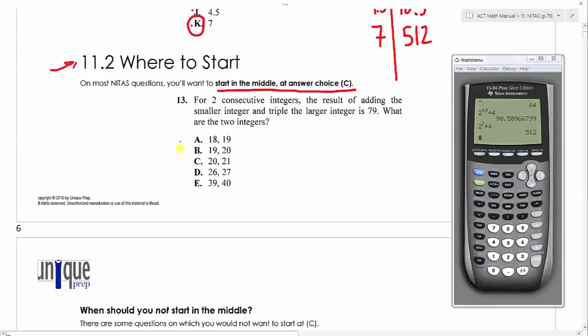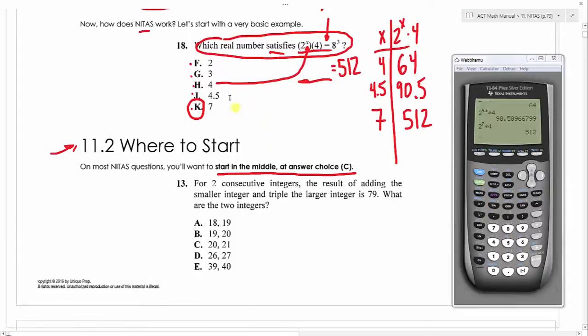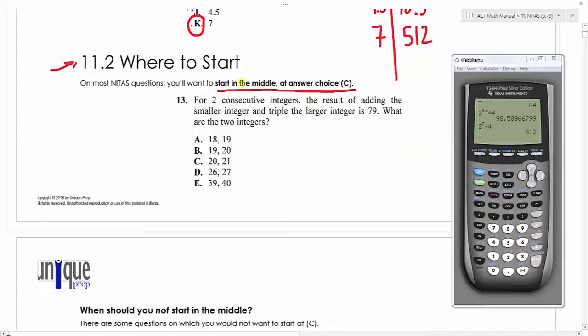The reason that you want to start in the middle is that the answer choices on Nidus questions will almost always go in ascending or descending order. If you start in the middle, you will very frequently be able to tell whether you need a larger or smaller result, just like happened in number 18. We started at H, we got something too small on the left, so we went to bigger answer choices, and in that way we were able to avoid having to do 2 of the answers. And if you do start in the middle, you will almost always get to avoid having to do 2 of the answers. So let's do number 13 as another example.